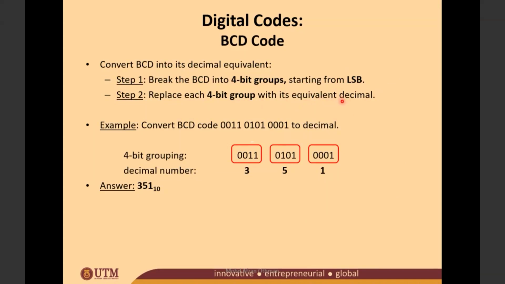Okay, by using the 8421 method, kamu dapatkan nombor decimal dia. Okay, contoh. Convert this BCD code 0011 0101 001 to decimal. So how to do it? Okay, mula-mula apa kena buat? Bagikan 4 grup. Identify dulu kamu punya LSB. Grupkan dia kepada 4 bit boundary. And then after that, by using the 8421, you put the weightage here and then get the decimal number. So yang ni akan jadi 1, yang ni akan jadi 5, and this akan jadi 3. Okay, so this is the value in decimal.